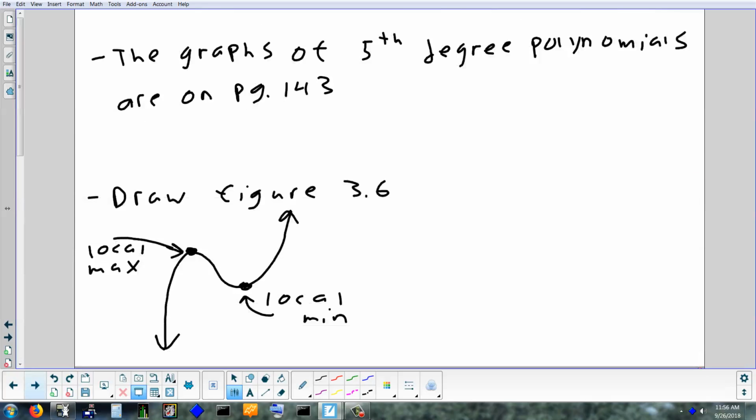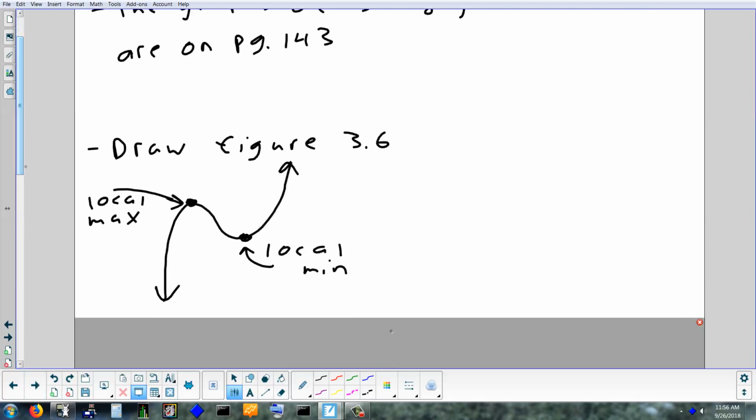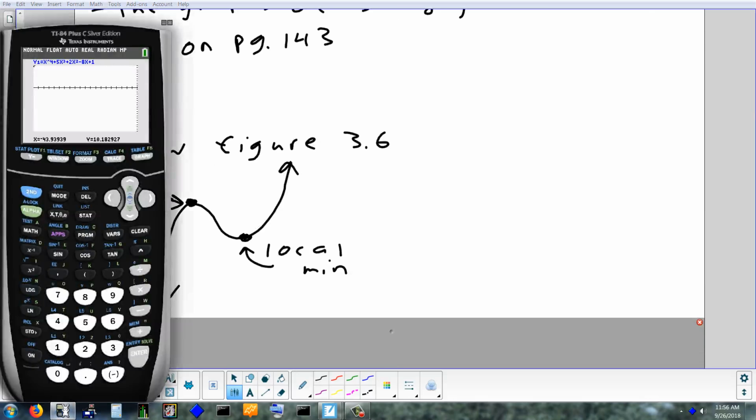So fifth degree polynomials, I'm not going to get into it, but you can imagine, fifth degree polynomials can cross the x-axis 5 times. So what we just found in that last problem was called a local minimum. Or we also have what's called a local maximum. Oh, my calculator catches on fire.